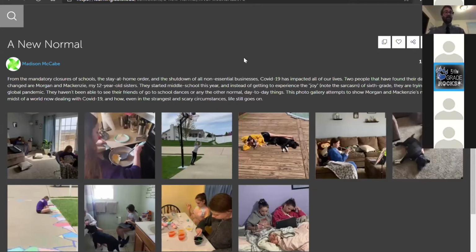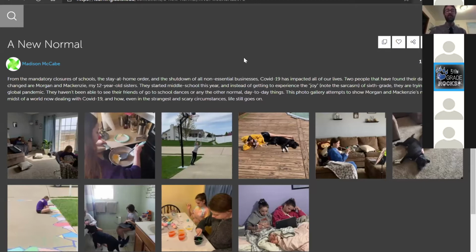This is an example of one of the student projects that we did using the Smithsonian Learning Lab. This is a relatively new platform. It came out a few years ago, and it was designed by the Smithsonian Institution as a way to give the public digital access to their archived resources. And then they added a component where people could log in and create their own digital archives.